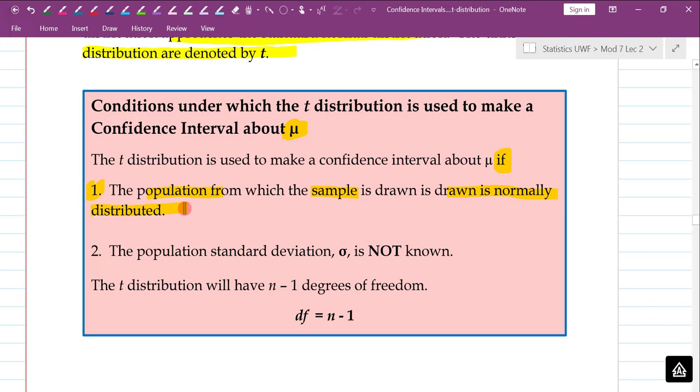Number two, the population standard deviation, sigma, is not known. In the last lecture we did confidence intervals when we know what sigma is equal to. We use the t-distribution when we do not know what the population standard deviation is equal to. The t-distribution will have n minus 1 degrees of freedom. So df stands for degrees of freedom, and it is equal to n minus 1, the sample size minus 1.